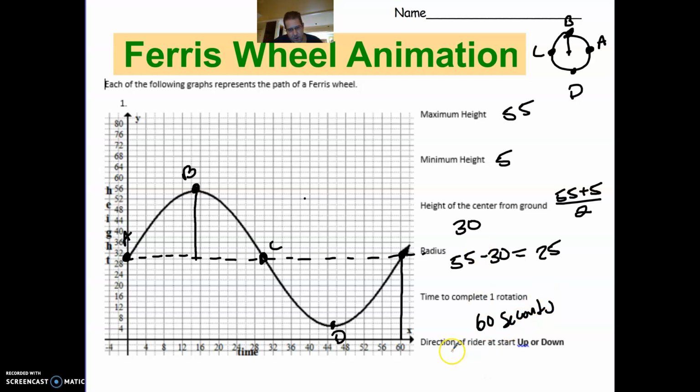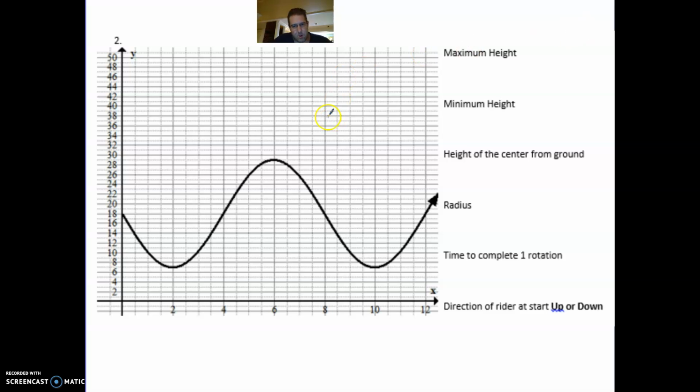Now, the direction of the rider at start looks like it's going up. So from the start, it's going to go up. It's going the normal direction. Same kind of question. So maximum height, I'm just going to go a little bit quicker through this though.